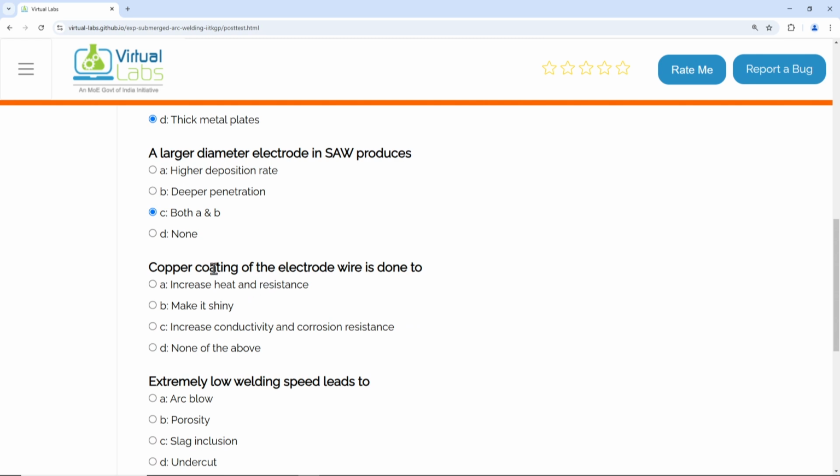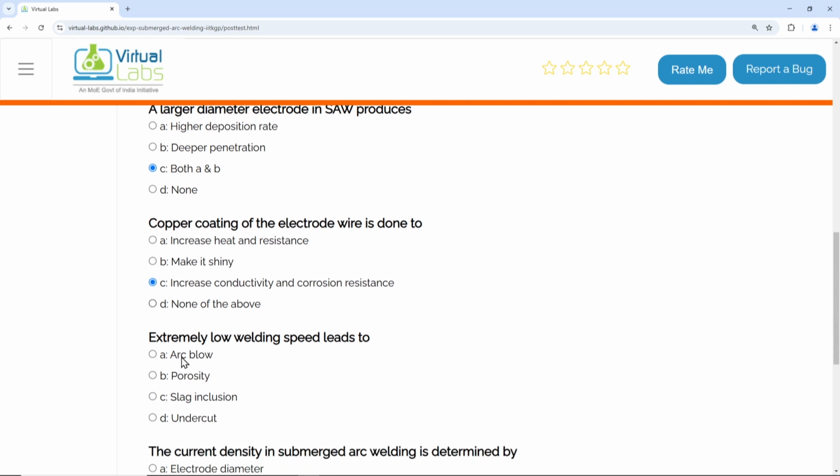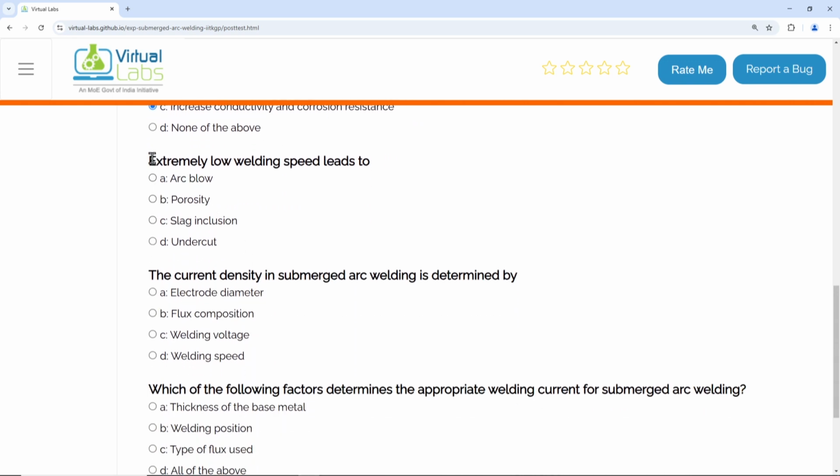Copper coating of the electrode wire is done to increase heat and resistance, make it shiny, increase conductivity and corrosion resistance. Yes, this is the right answer. Increase conductivity and corrosion resistance because copper is highly conductive. So copper coating of electrode is done. Extremely low welding speed in submerged arc welding can lead to inclusion of slag. Current density in submerged arc welding is determined by the electrode diameter.